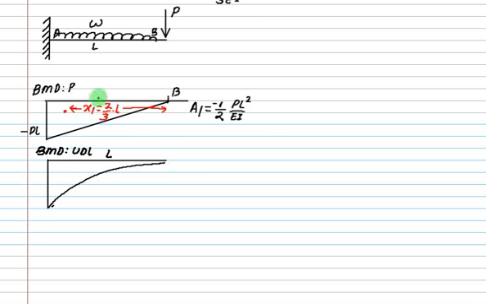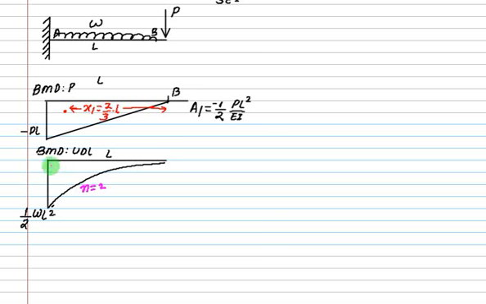This length is L. What is the maximum value of the shear for UDL? The SFD will be like this, with maximum value WL. The area of this is the maximum bending moment, equal to 1 by 2 W L square. So this BMD for UDL has a degree equal to 2.